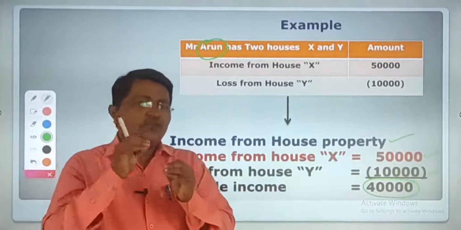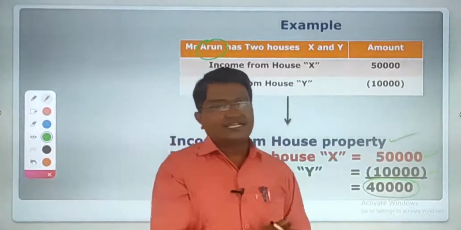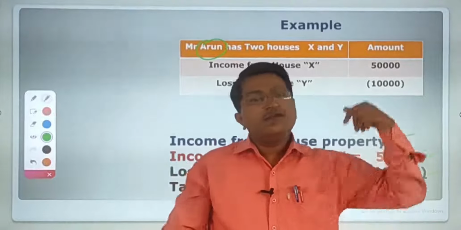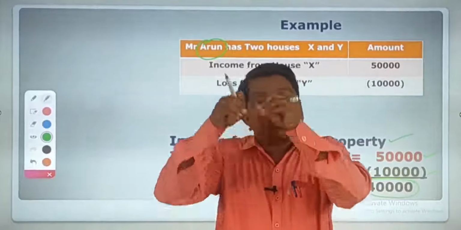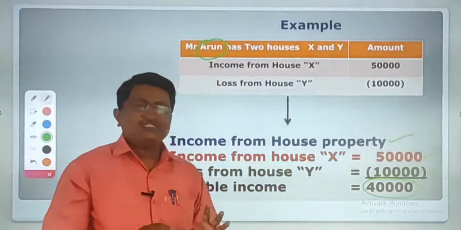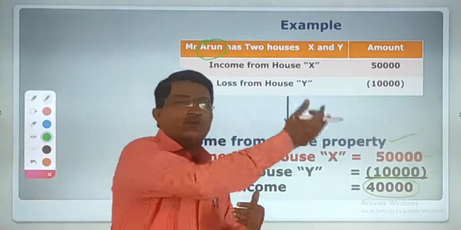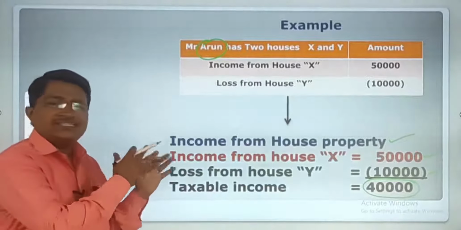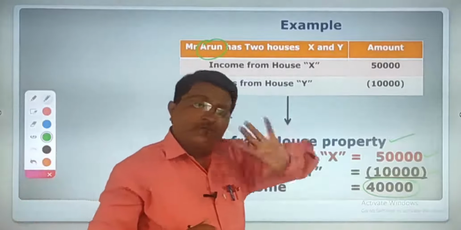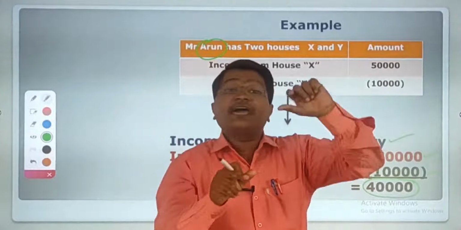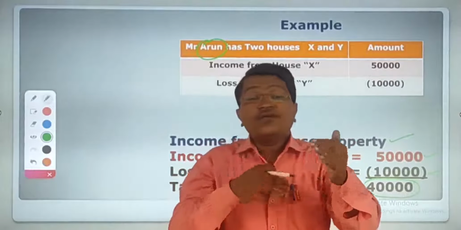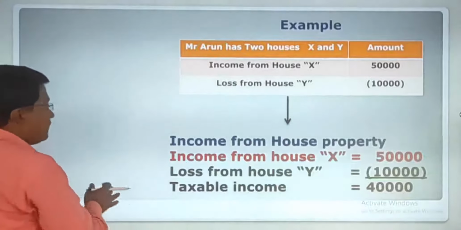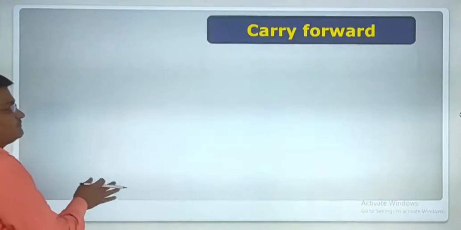I hope everyone has come to know what is meant by set off. Set off means adjustment of losses with the income of other head or same head, right? We can adjust the loss in the same head or with other head. So now it is clear about set off. Now what's the title of the unit? Yes, set off and carry forward. So now we go for the second meaning, that is carry forward. So let's know the meaning of carry forward. What is meant by carry forward?